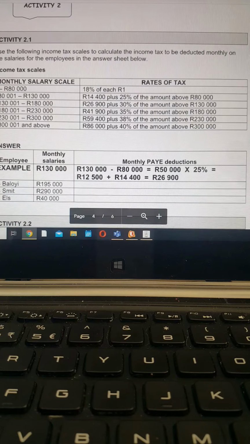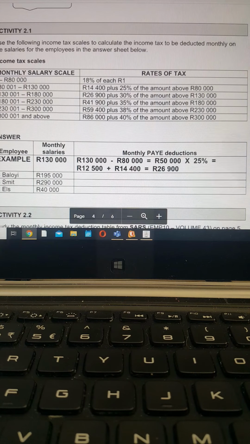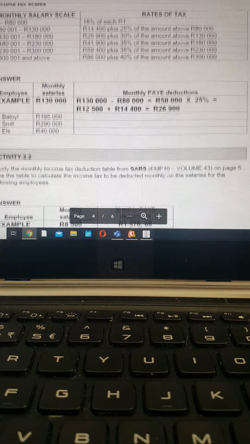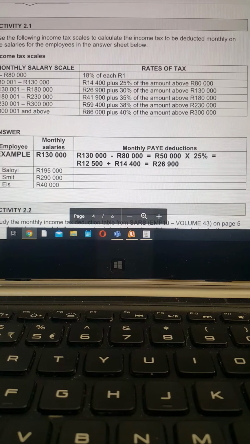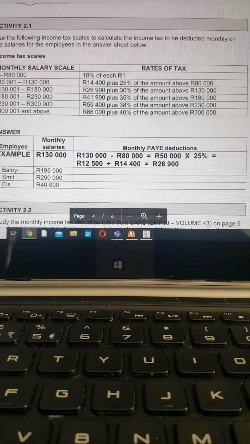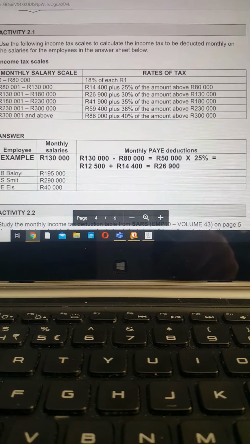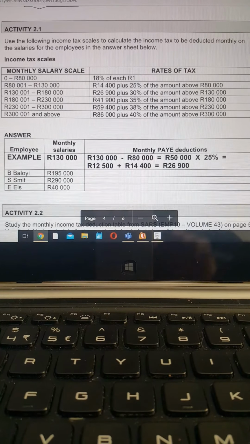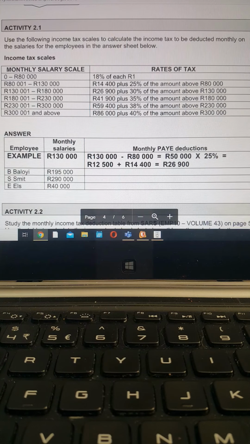So this Activity 2.1 now is saying, use the following income tax scales to calculate the income tax to be deducted monthly on the salaries for the employees in the answer sheet below. Okay, so what is happening here is they're telling you, let me just explain the activity to you, then you can do it on your own, right? So there's a salary scale. The rate of tax is telling you how much they're going to pay. From 0 to 80,000 rand, you're going to pay 18% on your salary, right?